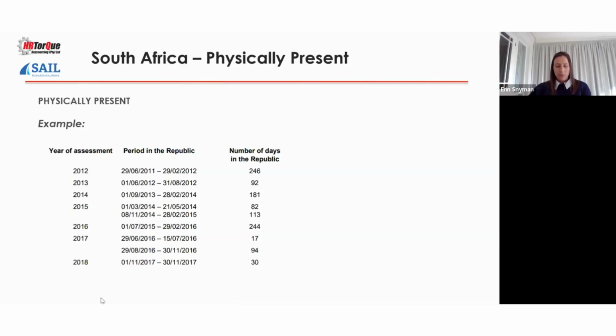So we tick that box. Because she's now met all the requirements in terms of the physical presence test, what happens is that for the 2017 year of assessment, she would effectively be physically present and tax resident in South Africa from the beginning of the year of assessment, which is the 1st of March 2016. And that's irrespective of the fact that she was not in South Africa on the 1st of March 2016.